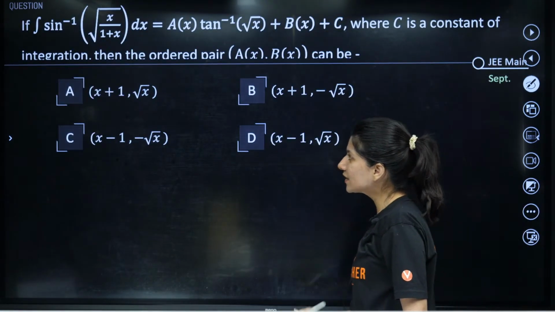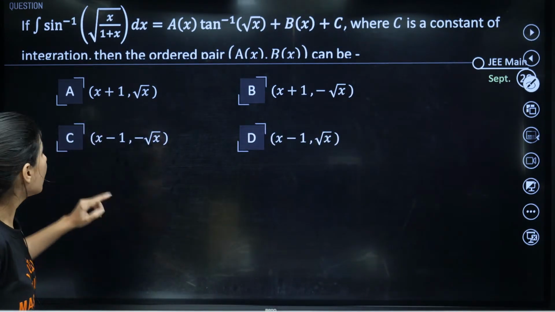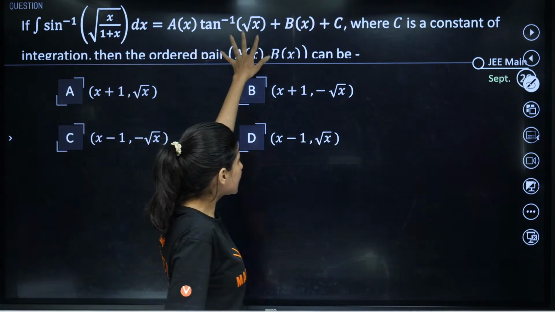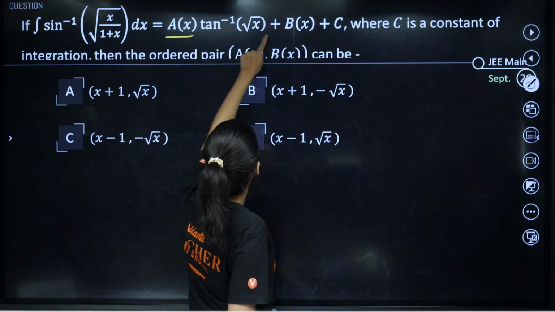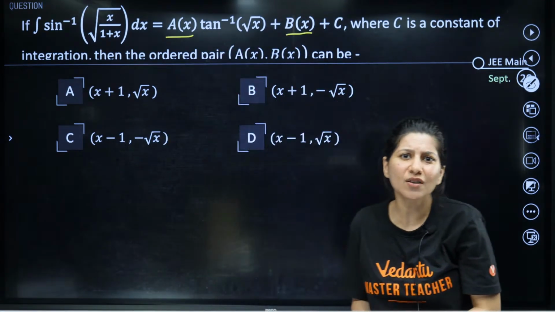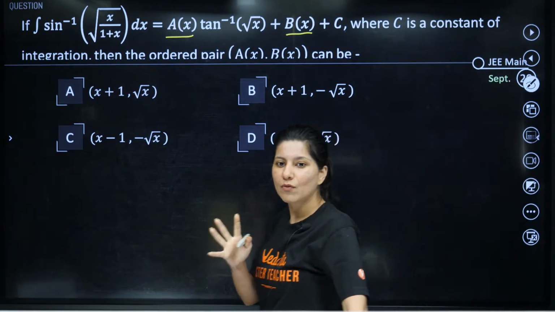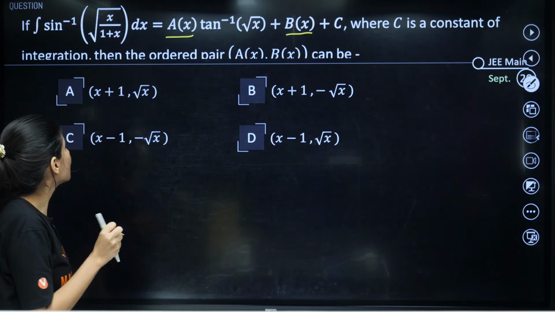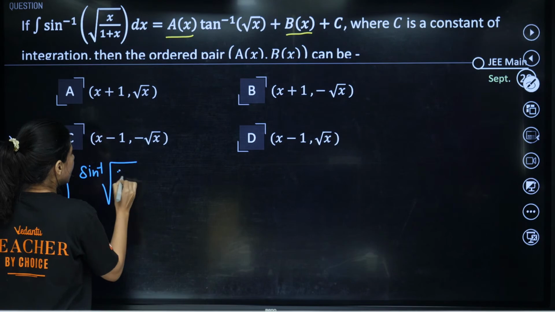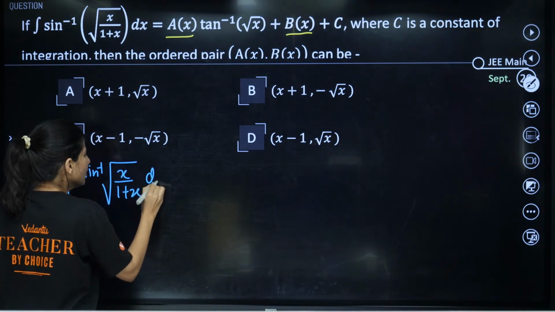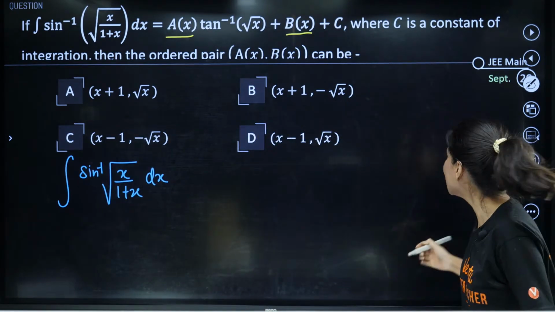Now next question. Again, in JEE Main 2020, a similar type of question was asked: the integral of this is coming out as this, and you have to identify a few functions, A(x) and B(x). Although you have to integrate it properly, they are giving you some hint. So how to integrate sine inverse of square root of x upon 1 plus x? Whenever you see sine inverse, what is the ninja tip of the day? Simplify and then integrate.